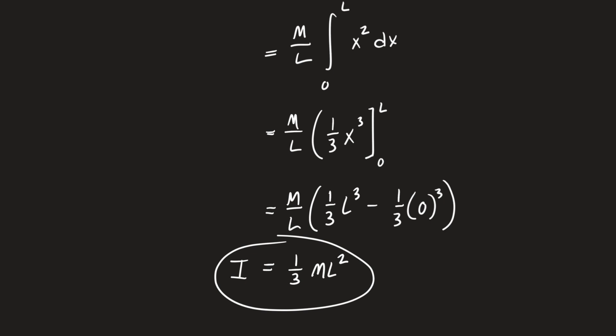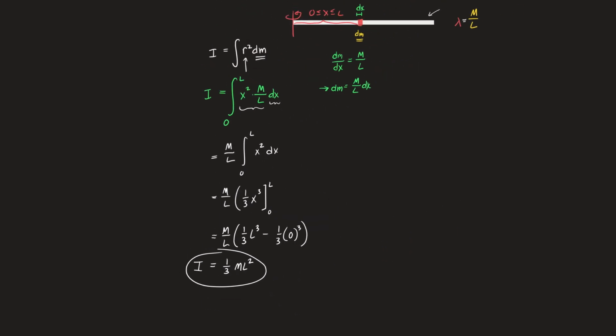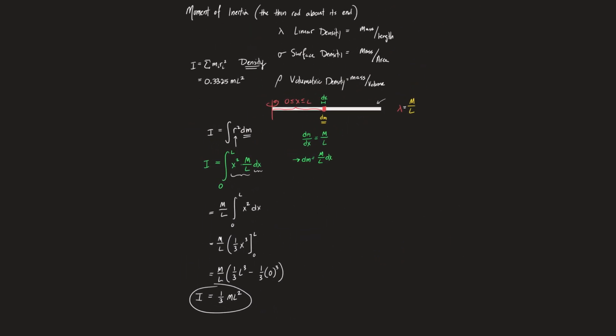Now, that's kind of what we expected here, 1/3 mL squared. A lot of work goes into doing that. But ultimately, the hardest part, and you may not believe me yet, is coming up with what to replace for your integrand.